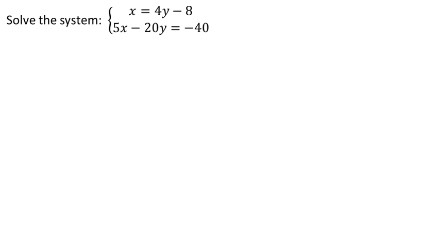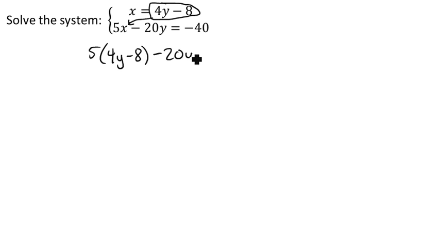We can solve this system by either using the substitution method or the addition method. Since in the first equation x is already by itself, I'll go ahead and use the substitution method. I'll take that 4y minus 8 and substitute that in for the x in equation 2, because x is the same as 4y minus 8. So where we see that x, we can replace it with 4y minus 8.